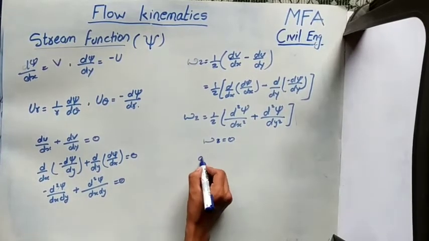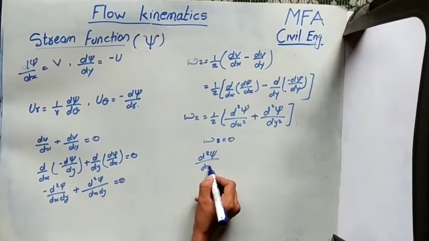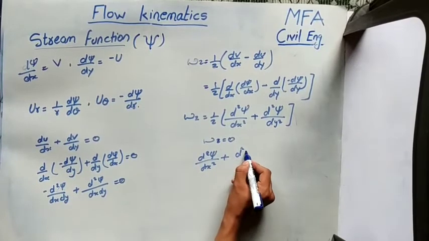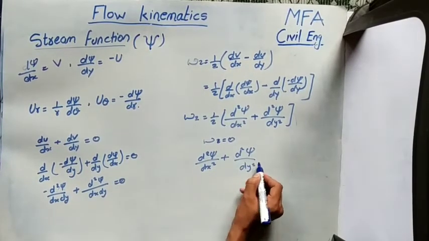Now for irrotational flow, the value of omega z is equal to 0. Now the equation becomes d2 psi upon dx square plus d2 psi upon dy square is equal to 0.